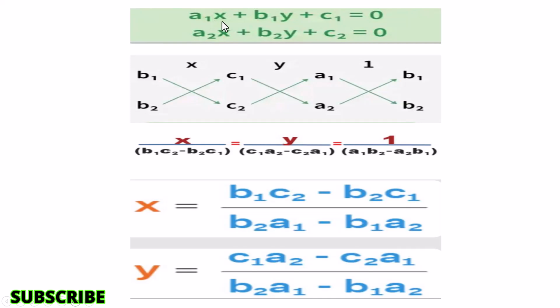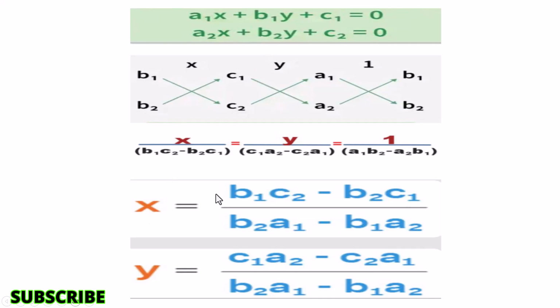So this is the general form of a pair of linear equations in two variables. a1, a2 are the coefficients of x, b1, b2 are the coefficients of y in both equations, and c1, c2 are the constants of both equations. This is the cross multiplication method.